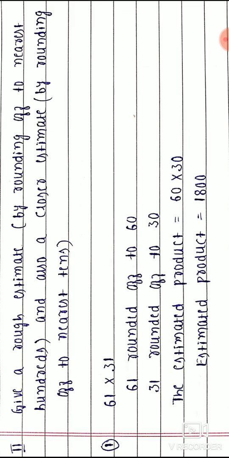In this way you have to estimate by rounding off to its nearest hundred values as well as its nearest ten values. Then you will get the rounded off values in terms of its nearest hundred values as well as nearest tens values, and then you have to multiply these numbers. You will get the estimated product of the given numbers. That is, in this problem the estimated product of the given numbers is 1800.